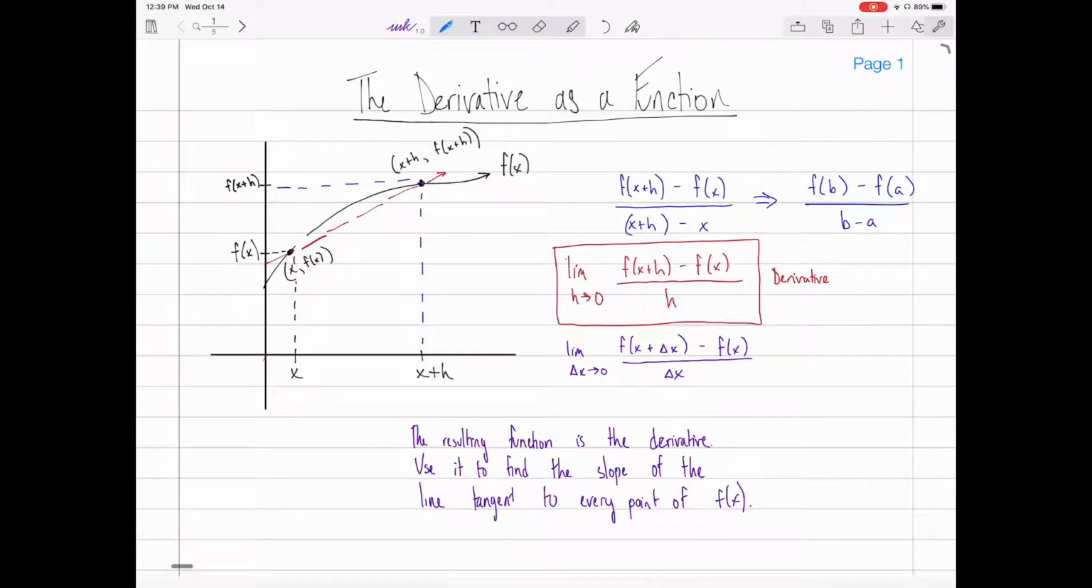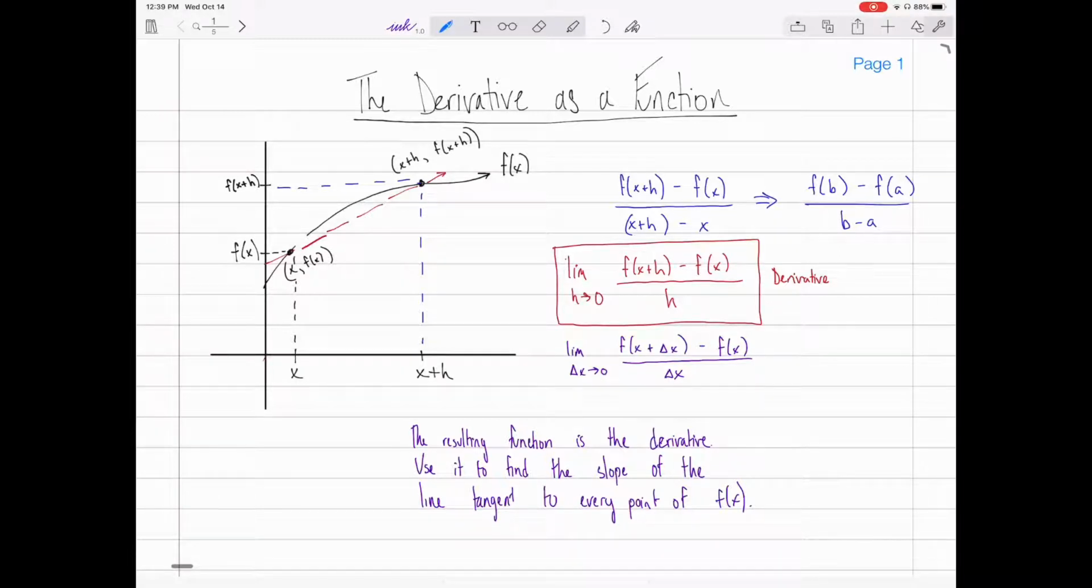Okay, so if I just back up, go up here again, if we take the average rate of change, which is the secant line, and shrink the difference between those 2 points to practically 0, and then we take the limit, we end up with the derivative. So the resulting function is the derivative. Use it to find the slope of the line tangent to every point of f of x. So this entire section is just derivatives.